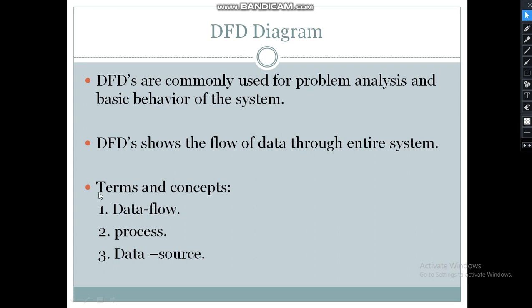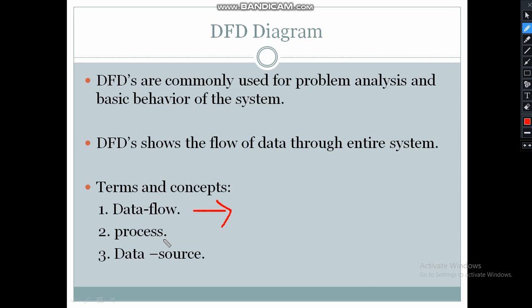Terms and concepts means the things which are used in the DFD diagram. There are three main things: one is data flow, second is process, and third is data source. Data flow is used to represent the data flowing from one component to another component. It is graphically rendered with an arrow.